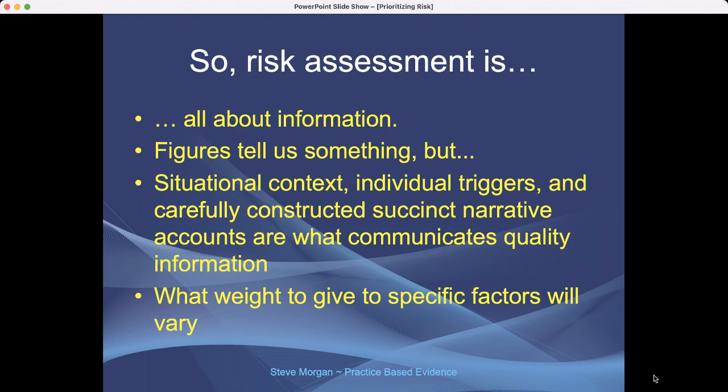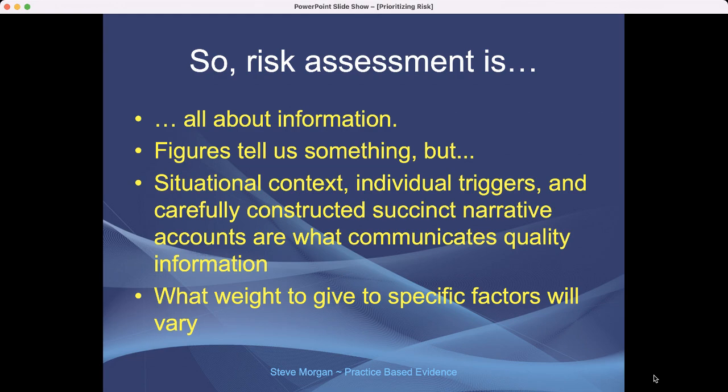We see a risk assessment is all about information. I've mentioned that many times. It's all about information throughout these presentations, but it does bear repeating. Figures tell us something, going back to the actuarial approaches, but treat them with caution. Remember that next point. It's all about the situational context, the individual triggers carefully constructed, succinct narrative accounts. These are what communicate the quality information.